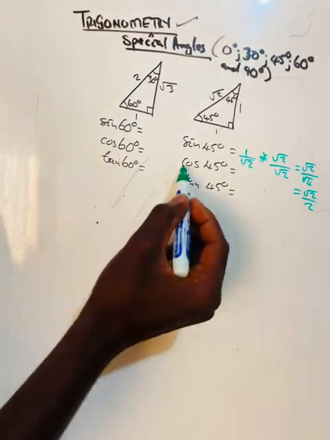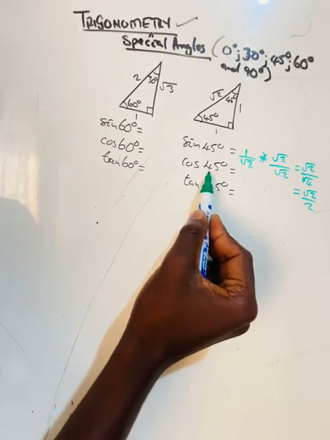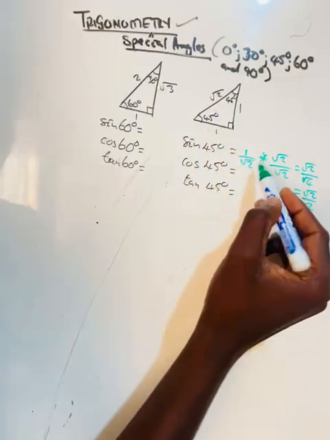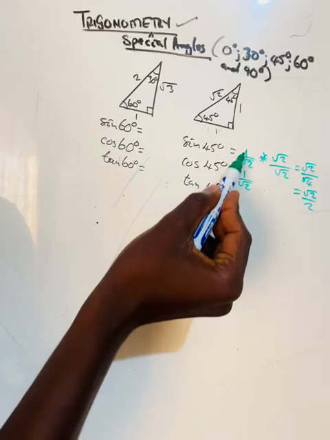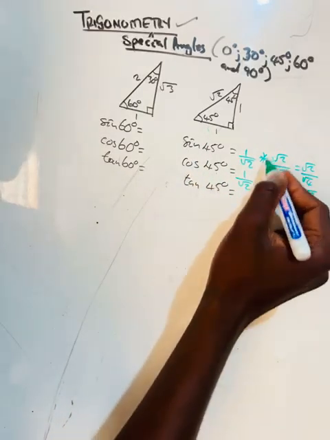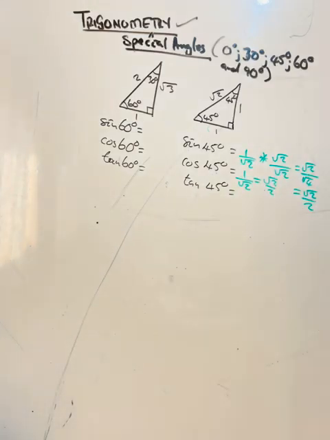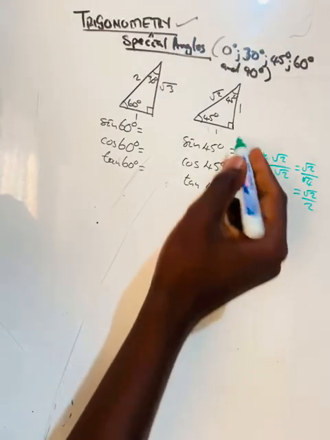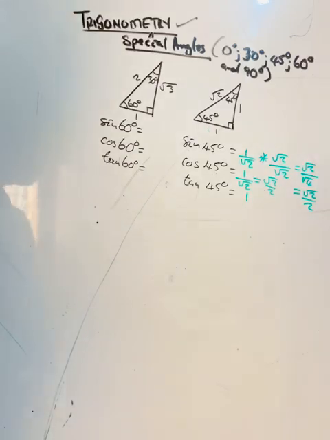Now, let's go to cos 45 degrees. What do we have? Adjacent over hypotenuse, which is also giving us 1 over square root of 2. So, since with sin 45 we started at 1 over square root of 2, it means that if you rationalize, eventually you will get square root of 2 over 2. Then last but not least, we've got tan 45, and tan is opposite over adjacent. Our opposite is 1, our adjacent is 1, which means tan 45 degrees is equal to 1.